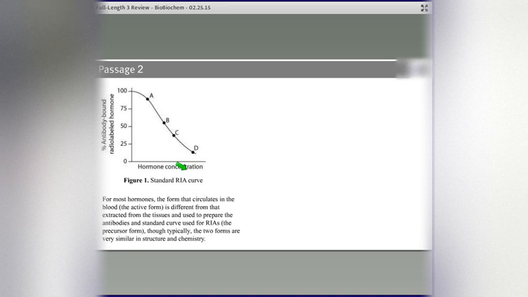Good, okay? So that's something that was presented to you both in text and on the diagram, and that's a relationship you want to make sure you understand for testing. So we look at that and we say, okay, the two forms are similar in structure and chemistry. They said that the form that circulates in the blood, the active form, is different from that extracted from the tissues. Okay, that's good to know. Active form may be different from that extracted from the tissues. So good deal, and you can put a label like that on this paragraph.